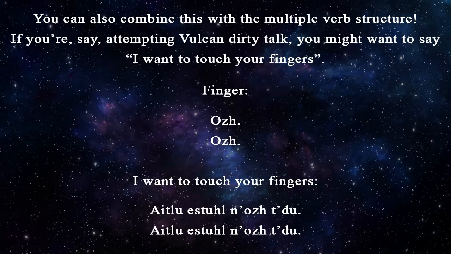You can also combine this with the multiple verb structure. If you're, say, attempting Vulcan dirty talk, you might want to say, I want to touch your fingers. Finger, oj. I want to touch your fingers. I tlu estel n oj to do.